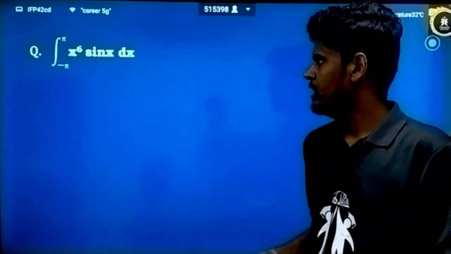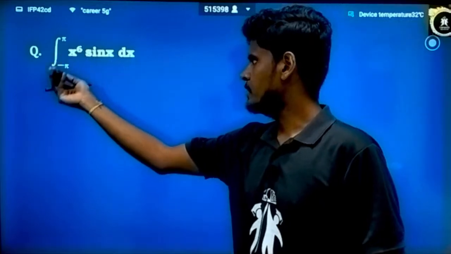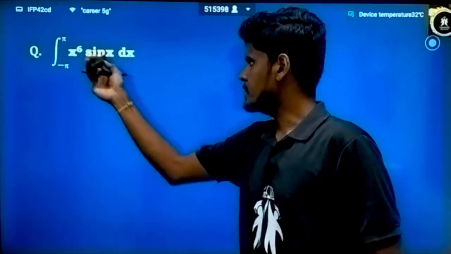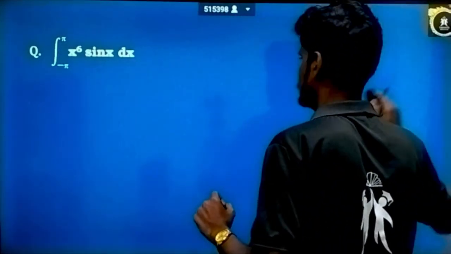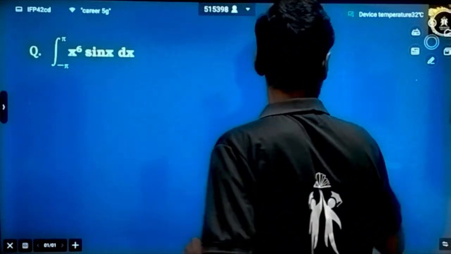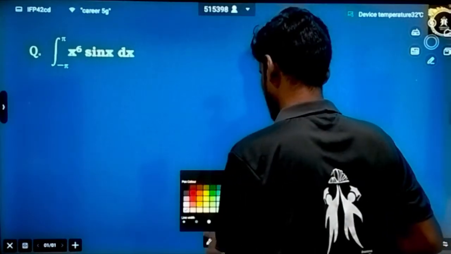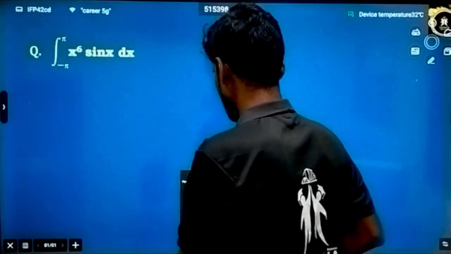Easy. Next question is integral between minus pi to pi x power 6 sin x dx. Now if this is f of x, we can easily answer these types of questions. These are all 1 mark questions. Let's change the color. Okay.